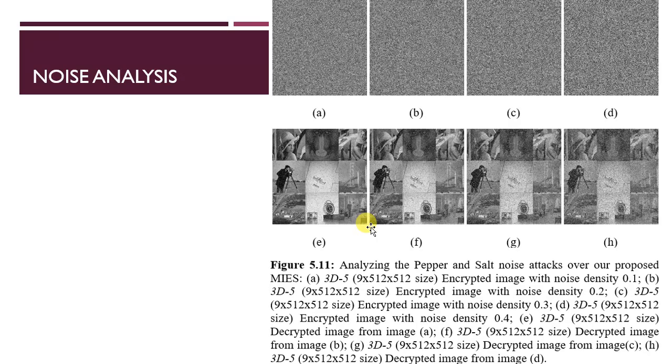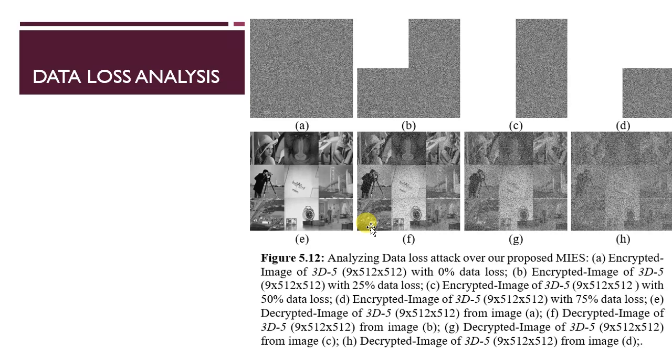Noise analysis. During the transmission some extra noise can be added. If we add some extra noise to our plain images or cipher images, the result shows that the decrypted images are still visible. Data loss analysis. With 25%, 50% and 75% data loss, the result is very clear and the decrypted image is still visible.